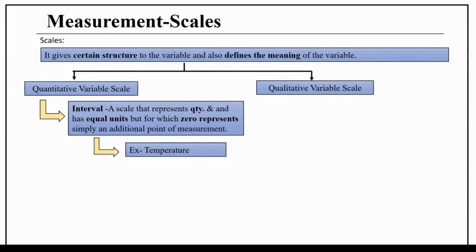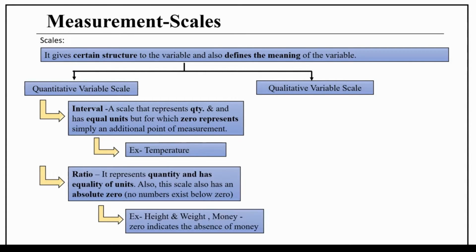Now let's understand the ratio scale. A ratio scale represents quantity and has equality of points or units. Also, this scale has an absolute zero. That means no number exists below 0. For example, amount of money. 0 indicates absence of money. So practically money can't be negative. Another example is height and weight. Both of these, height and weight, can't be 0 or negative.